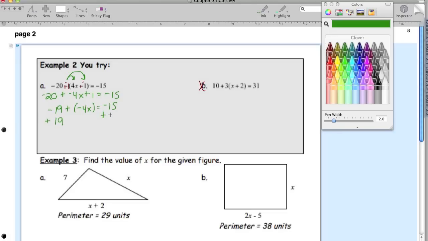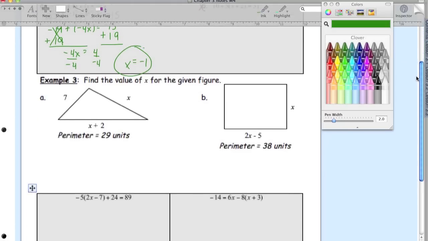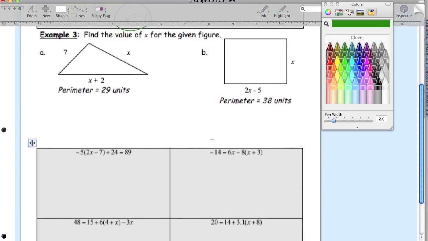Add 19 to both sides. That goes away. Negative 4x comes down and 4 equals... I mean, negative 4x equals 4. Divide by negative 4. X equals negative 1. Okay? We'll come back to B, like I said, if time allows. These ones down here are more complicated, so I'd rather practice those.